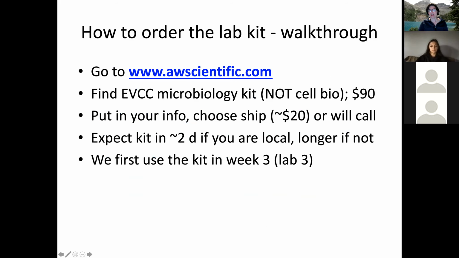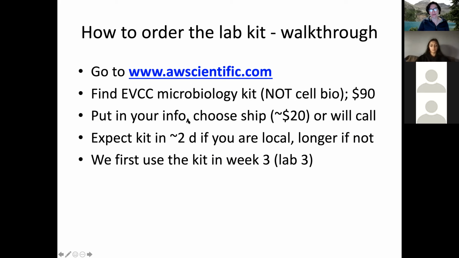Online, you will have seen how to order the lab kit. And so here's the website again. You want to make sure you're looking for the Everett micro kit, not the Cell Bio kit. The Cell Bio kit is cheaper and so it's appealing, but it's the wrong one. So you need to pay about $90 for this kit.